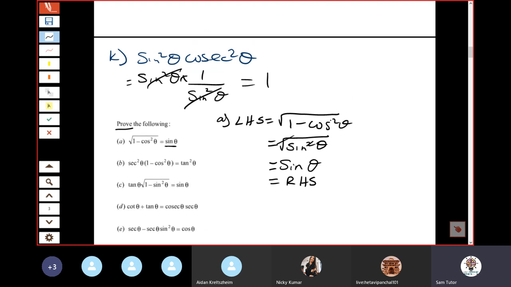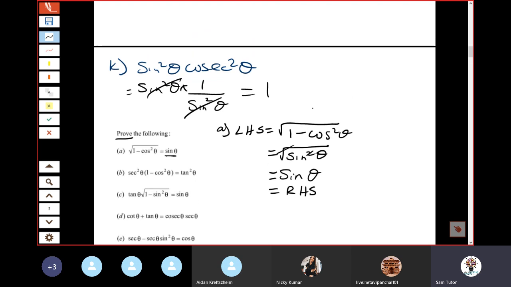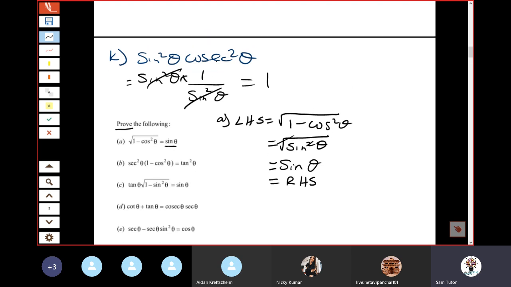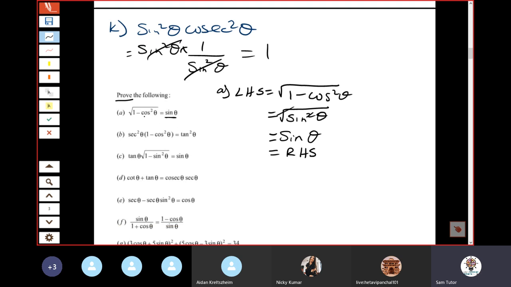So the ones we were doing before, there was no right-hand side, so we didn't know where we were going, and that's why you had to take educated guesses with how you would want to change these. But now that you have the answer, you kind of know the direction you're going to move towards. You'll know, oh yeah, I've got to change that to sine, and then the squares and square root cancel out, and voila.